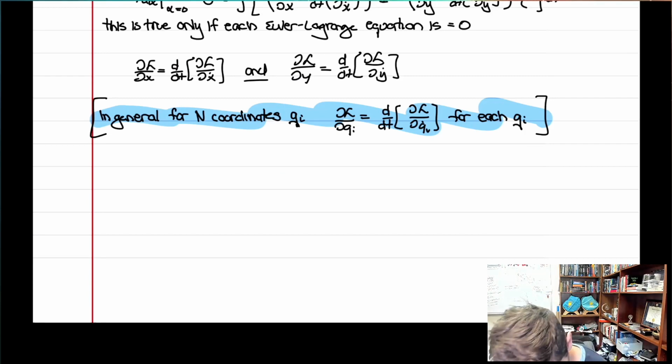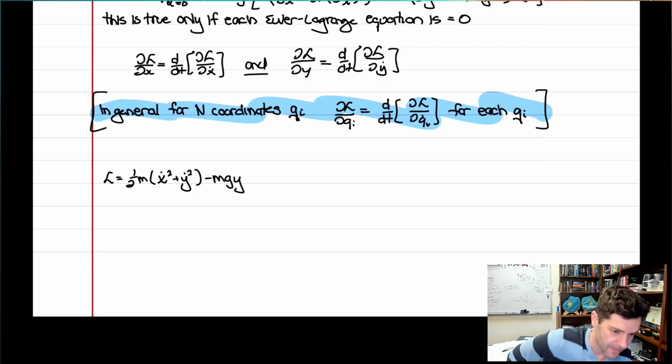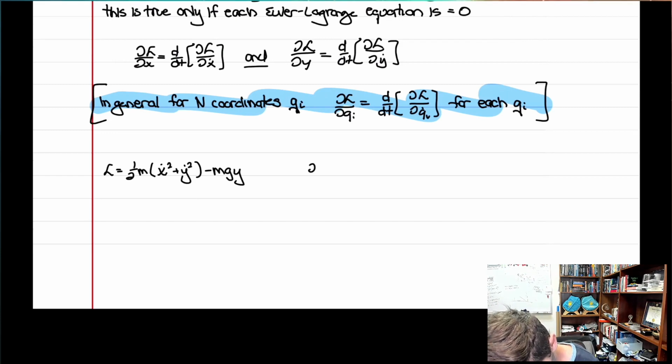So going back to our thrown ball example, where we had L as 1/2 m times x dot squared plus y dot squared, minus mgy. I have x's and I have y's, so I'm going to do two sets of Euler-Lagrange equations. So I have dL by dx actually equals 0. Then I have dL by dx dot, that equals, it looks like m times x dot. Then I take the time derivative of that second one, and that becomes m x double dot.